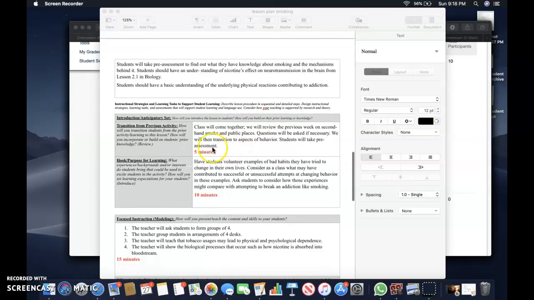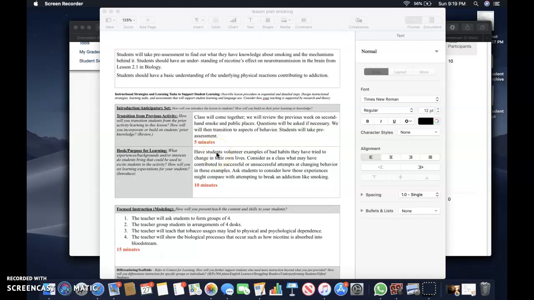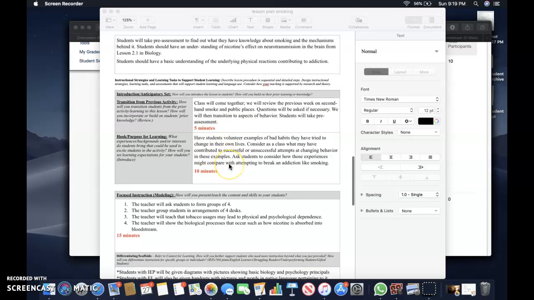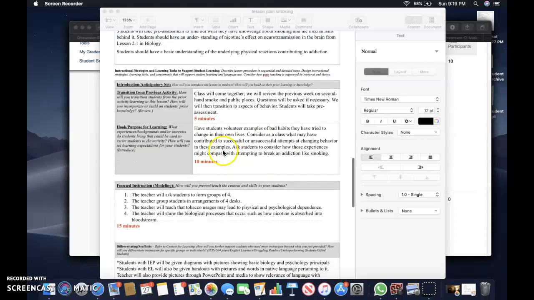Then the transition from the previous activity, so how we're going to move from one thing to another. We also show how long it should be taking, so we made sure to put that in red so we know we're staying on task and on top of our time. Although it also is beneficial to be flexible with our times and what we're going to be doing.